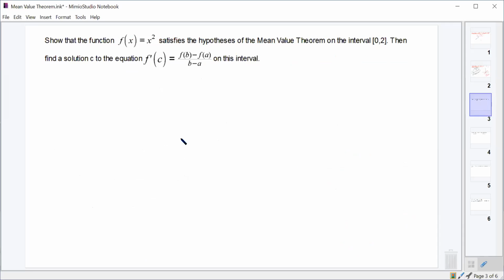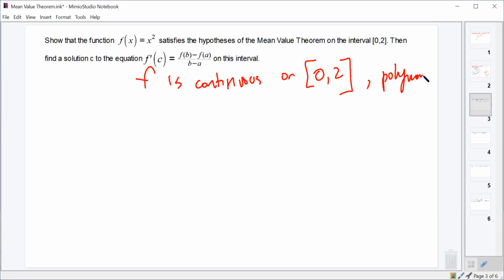All right, so just make sure that the conditions are met. So let's take a look at f of x equals x squared and see if we can use the mean value theorem to find a solution c for this function. So first off, what should we do? Test if the function is continuous. We're going to say that f is continuous on 0 to 2, and is it? Yes, it's a polynomial, so it must be continuous on all real numbers.